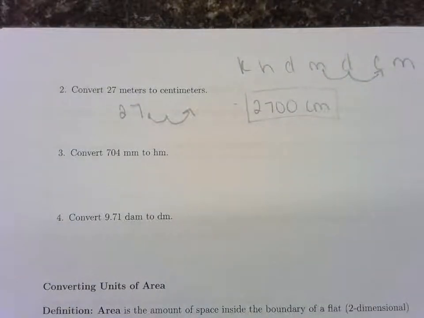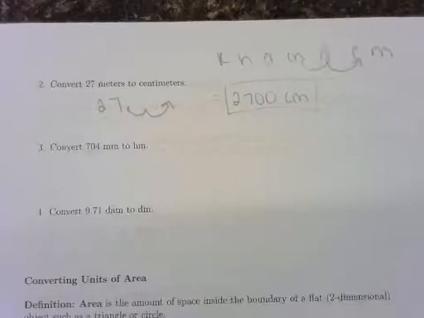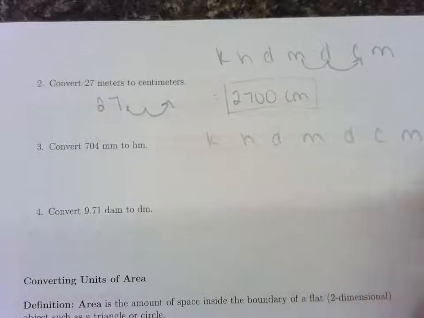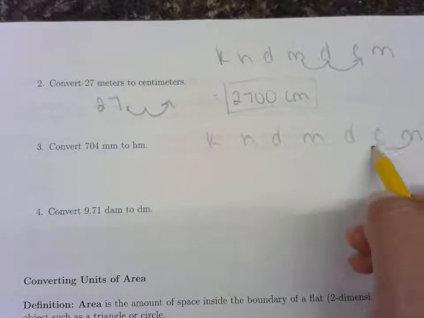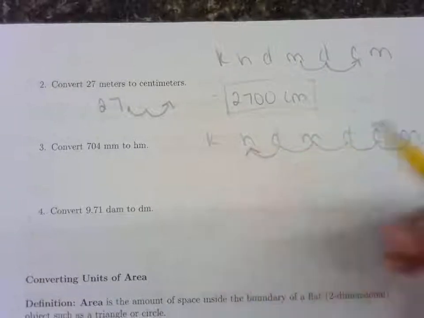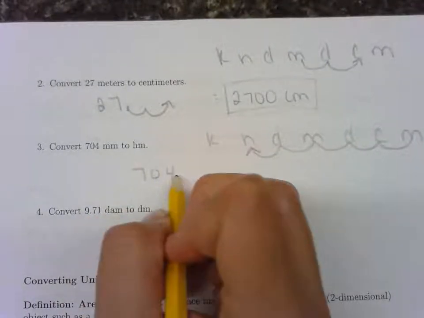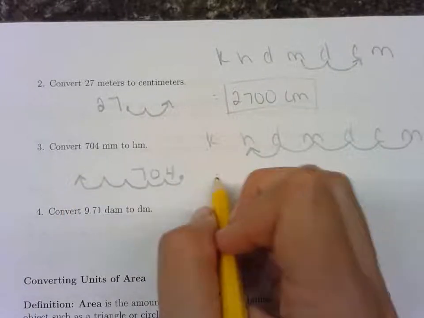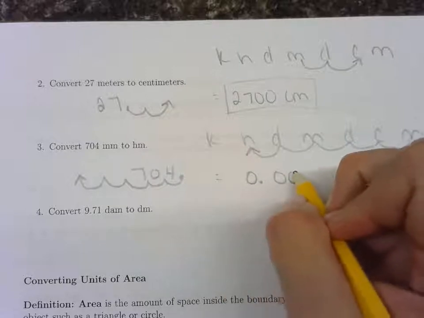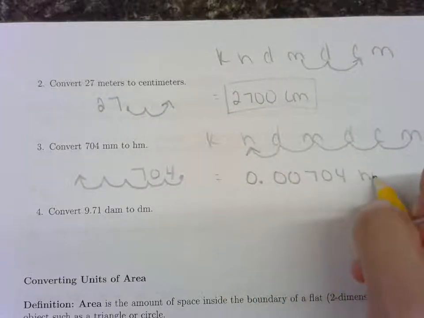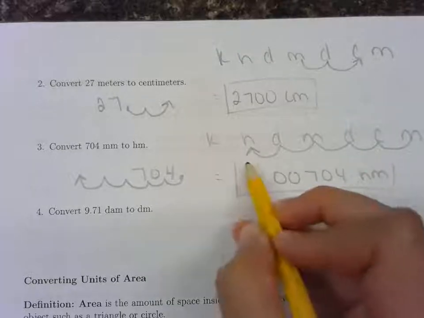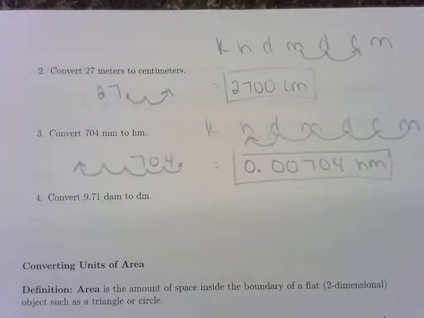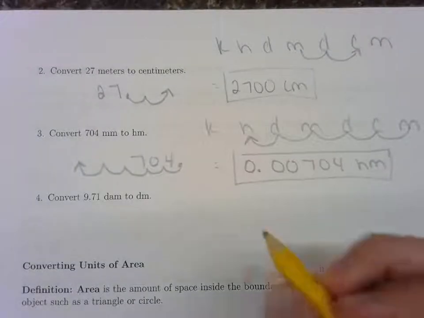Number 3, convert 704 millimeters to hectometers. King Henry died Monday drinking chocolate milk. Millimeters to hectometers, 1, 2, 3, 4, 5 places to the left. Here's our decimal, 1, 2, 3, 4, 5 places to the left. That would be 0.00704 hectometers.